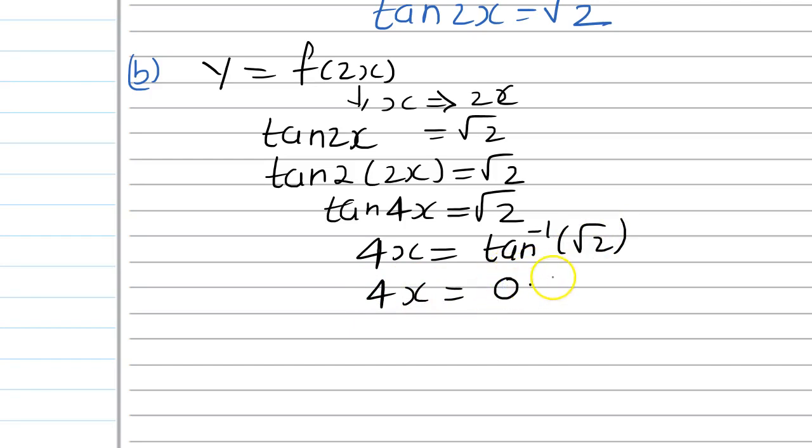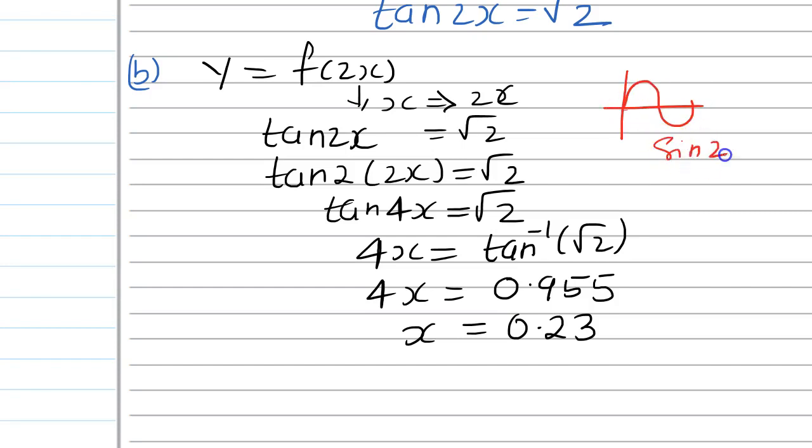If you put it in a calculator, it will be 0.955. And x is 0.955 divided by 4, which will be 0.24. Now the question is, you should know these basic things. Sine period is 2 pi, right? Similarly, cos period is also 2 pi. These are periods. Similarly, tan period is pi.